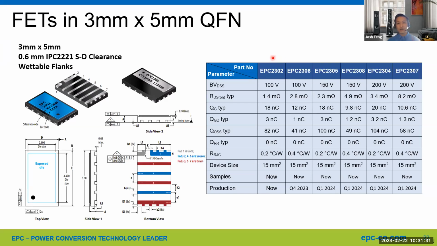Each of the SKUs, 100 volt, 150, 200 volt, comes in a full size with the lower RDS(on), and the other comes in a half size with the higher RDS(on). So customers have the option to choose whether they want the best performance or some type of balance between pricing, a better price versus performance.